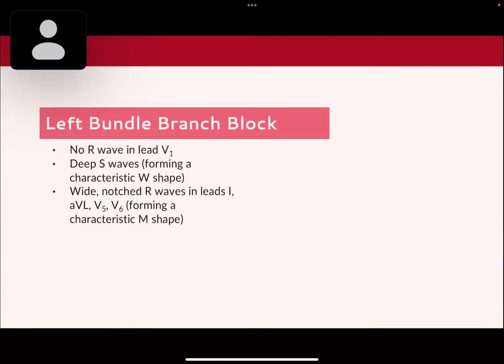Bundle branch block. There's a left bundle branch block and a right bundle branch block. You can know what bundle branch is blocked by doing the cardiac axis.